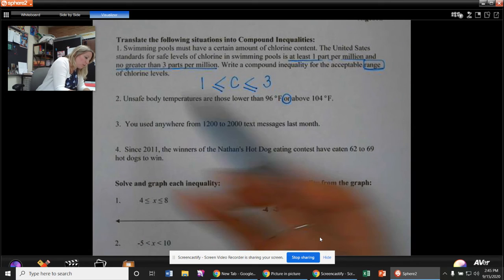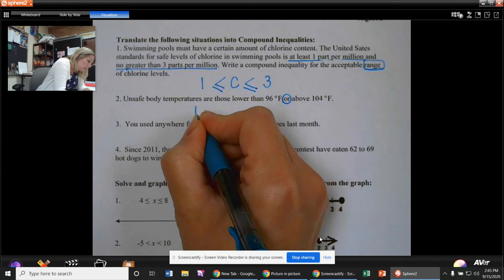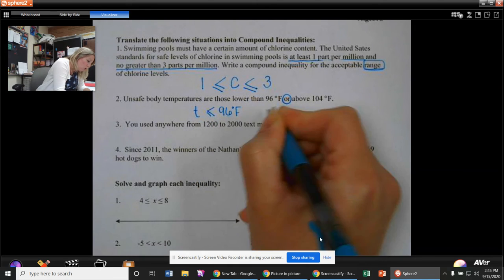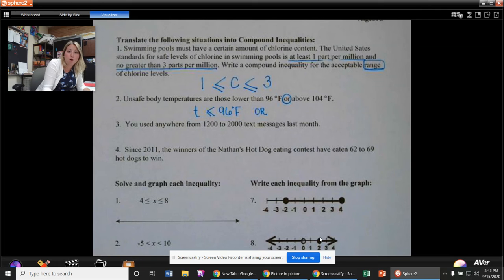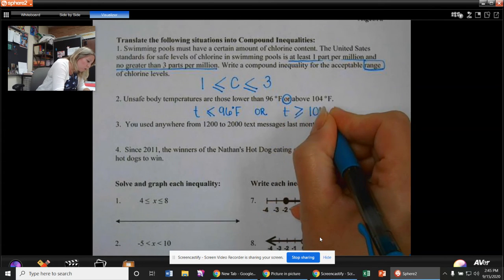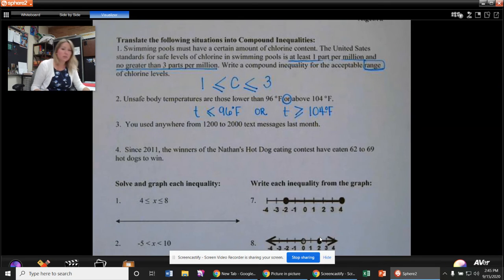So temperature, I'll use T as temperature. It has to be T is less than or equal to 96 degrees Fahrenheit, or, and we literally write the word or, T has to be greater than or equal to 104 degrees Fahrenheit. Those are unsafe body temperatures. Although I'd argue that if you're spiking a fever at 101, 102, 103, you're probably not in great shape. Look at the difference between those, right? The and the or. Look at the difference between how they worded those things.